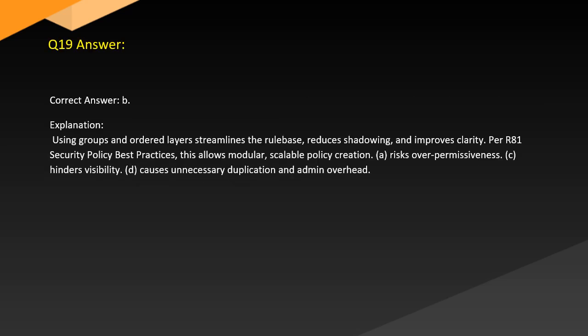Answer. Correct answer: B. Explanation: Using groups and ordered layers streamlines the rule base, reduces shadowing, and improves clarity. Per security policy best practices, this allows modular, scalable policy creation. A risks over-permissiveness. C hinders visibility. D causes unnecessary duplication and admin overhead.